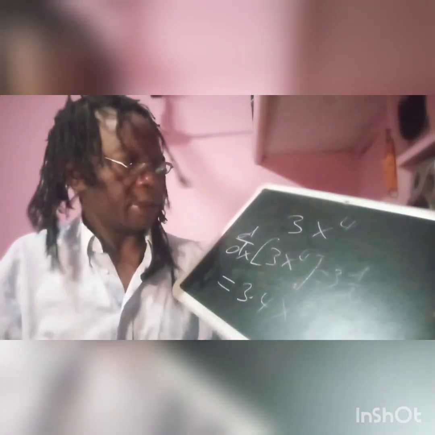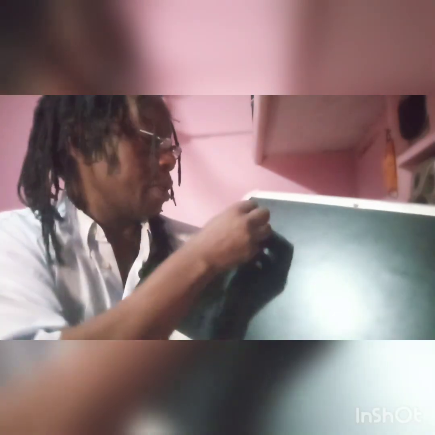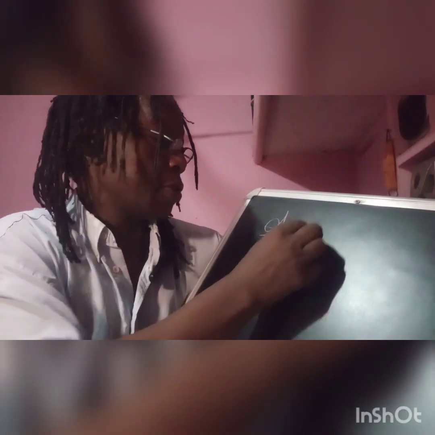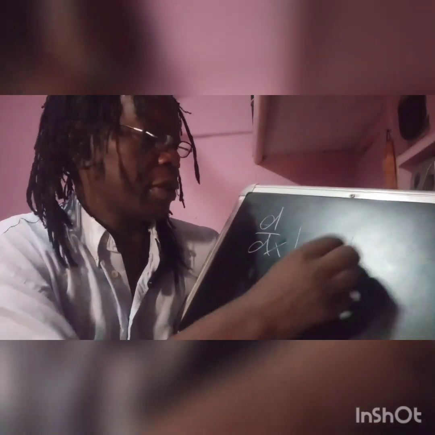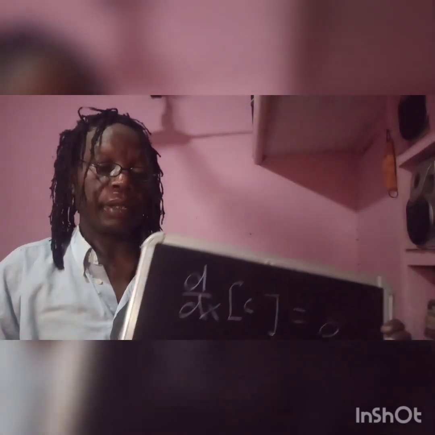Let's say d over dx. Okay, so this is a constant. We're going to differentiate this, and it is equal to 0. Why is this so? Because constants are terms that contain only numbers. They don't contain variables. So specifically, they are terms without variables.